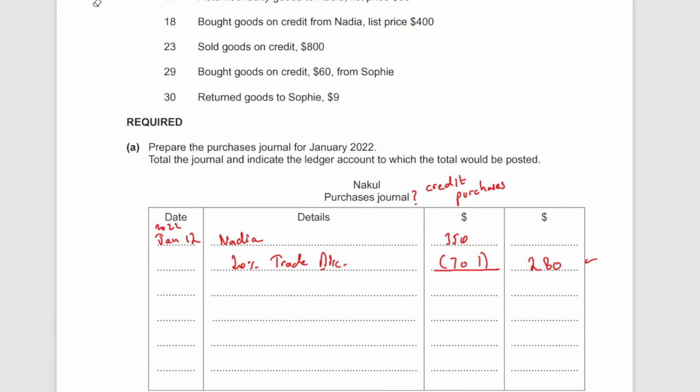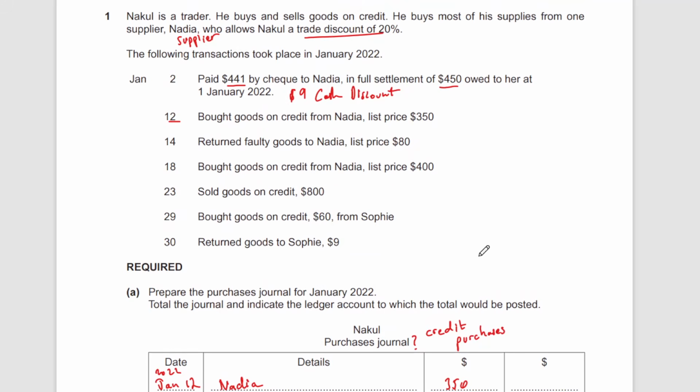Okay, a little bit of a mistake there. Fine. I will try to speed up, okay? Don't worry. I'm going kind of slow, but I'm going to speed up. Promise. Bought goods on credit from Nadia, done.